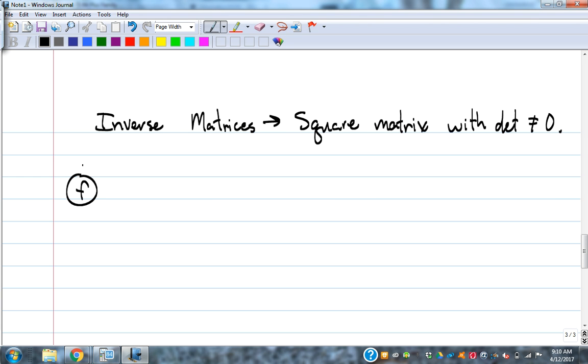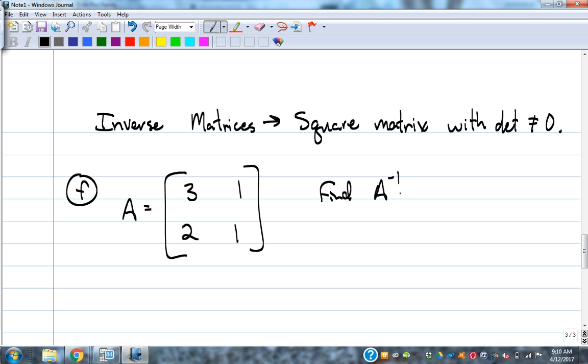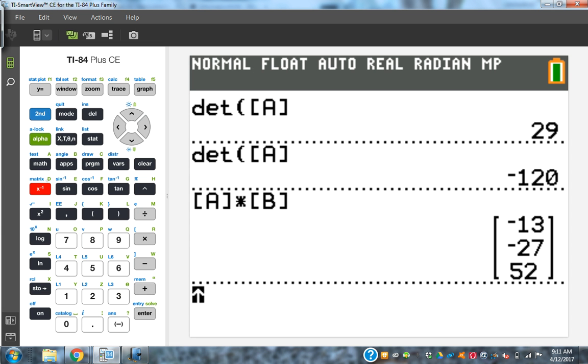With a matrix, an inverse matrix is kind of like the reciprocal. What I want to be able to do is find a matrix that is the inverse of matrix A. Let's say we have this matrix 3, 1, 2, 1, and we want to find A inverse. To do this by hand, it takes several row operations to create an inverse matrix. The way I'm asking you to do this is to put it in the calculator and find the inverse.